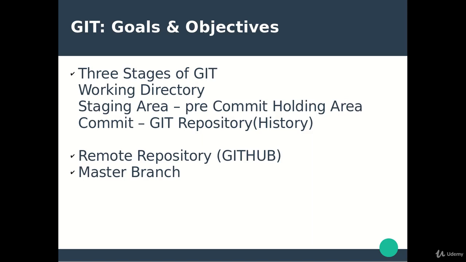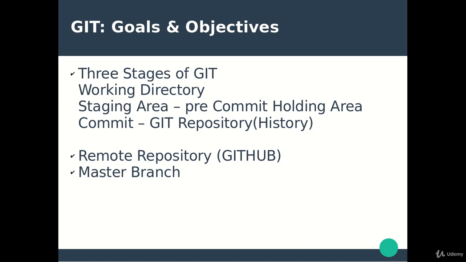But before leaving the office in the evening, you want to commit your changes because you fear that if something goes bad, you will lose your whole day's work. So before leaving the office, I would like to check in my code, commit my code, commit my source files. That area where the code is committed but still not pushed to the server is called the staging area. This is the pre-commit holding area.